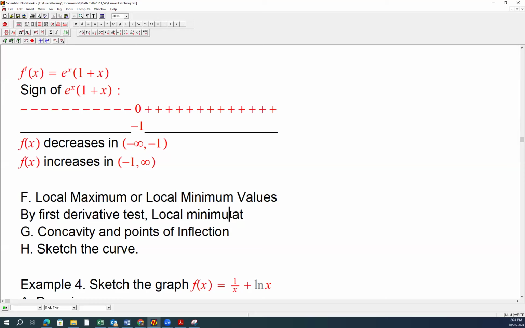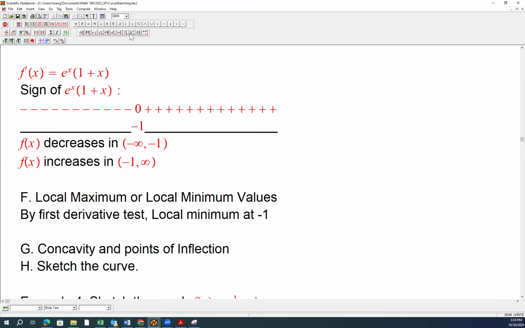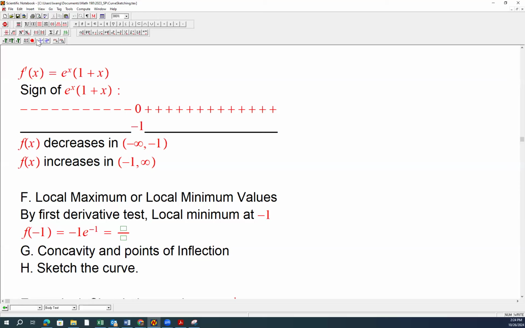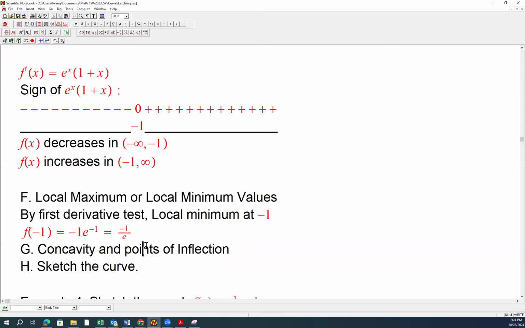Local minimum at x = -1. And the value is going to be f of -1, and that's going to be -1 times e raised to the power of -1. So the local minimum is negative 1 over e. All right, so that's the local minimum.